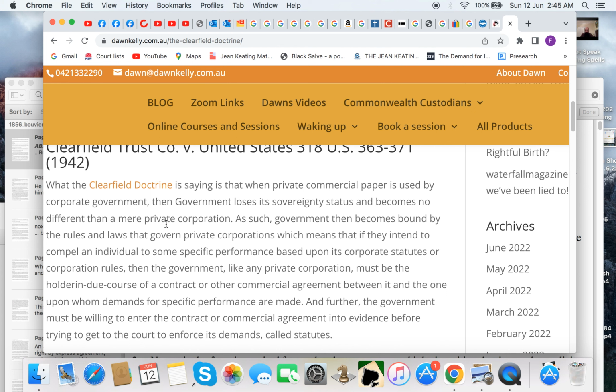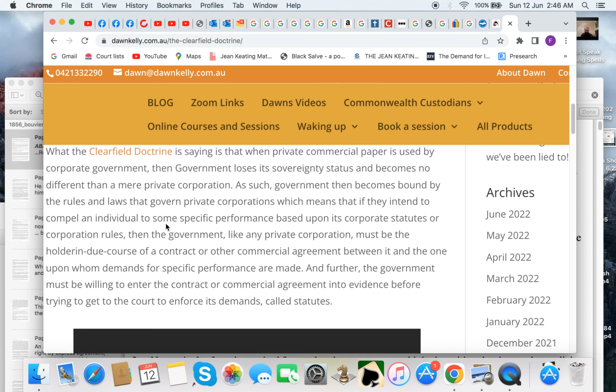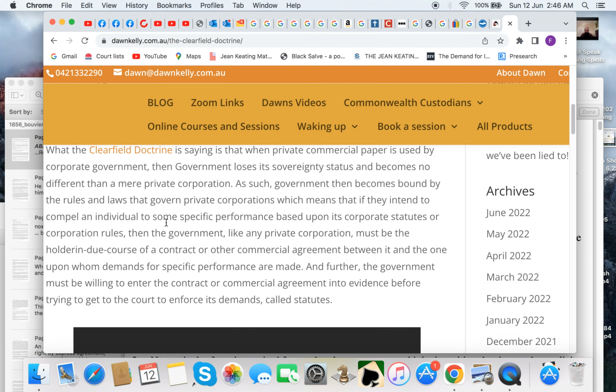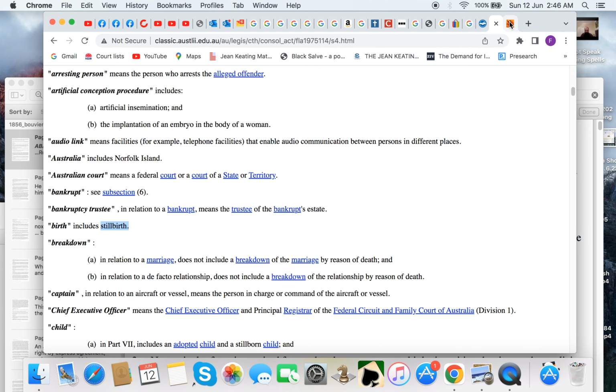So they have to have a contract with you, or other commercial agreements in between it and one whom demands for a specific performance be made. So whoever they make and perform, they have to have a contract. And further, the government must be willing to enter the contract or commercial agreement into evidence before trying to get the court to enforce its demands. So they can't do it. They don't have it. And so you put them in default. So remember, birth means stillbirth, inclusio, exclusio maxim.